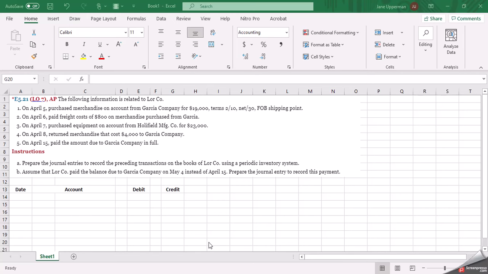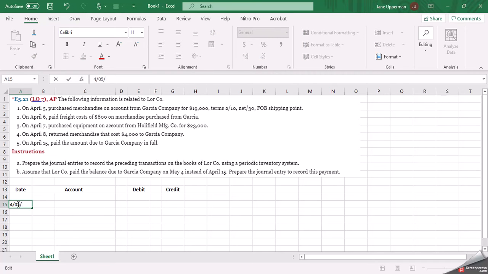Okay, this video will show you how to do some inventory journal entries. So here we have transactions above. On April 5th, they purchased inventory on account for $19,000 with terms of 2% if paid in 10 days, net due in 30, FOB shipping point. That means the buyer pays the freight. So that we'll record our journal entries.